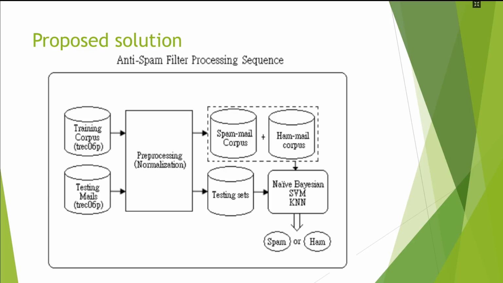In the figure, there is a pre-processing normalization stage. The pre-processing normalization stage has been taken care of by the UCI spambase dataset. So we have chosen the UCI spambase dataset, which has already normalized data.